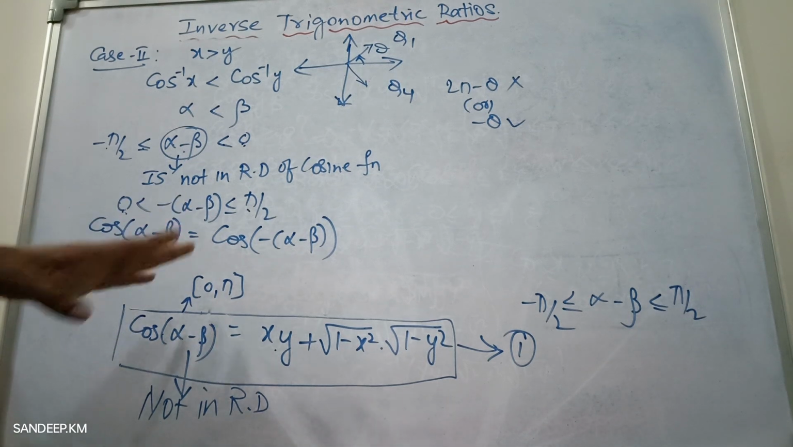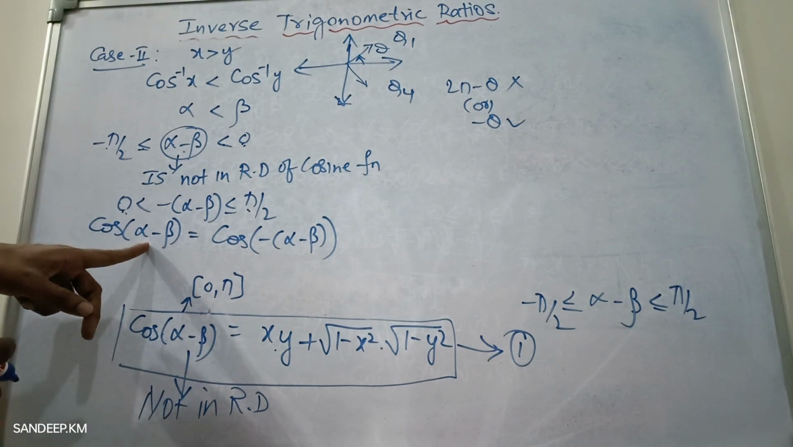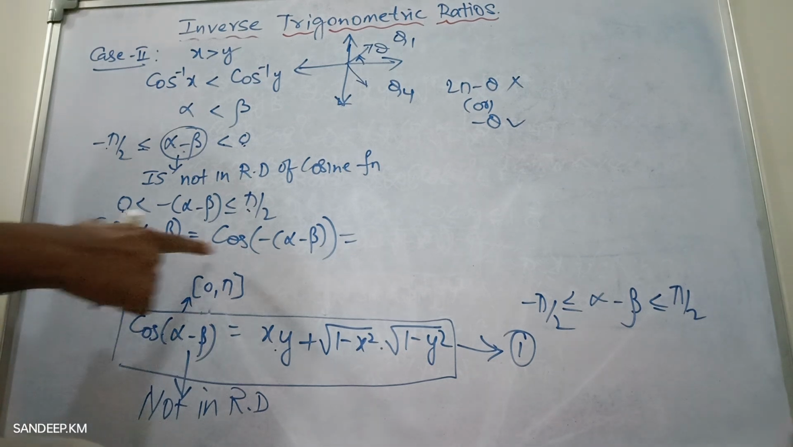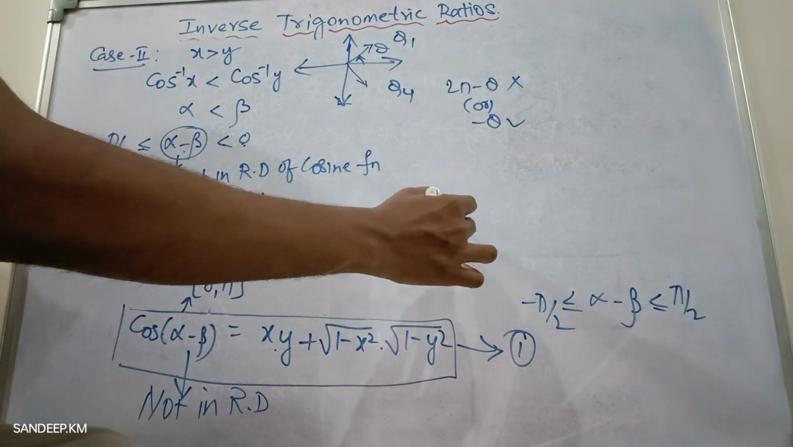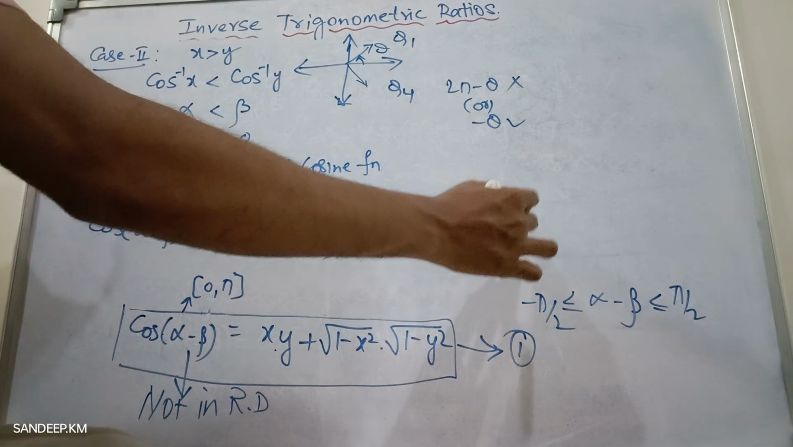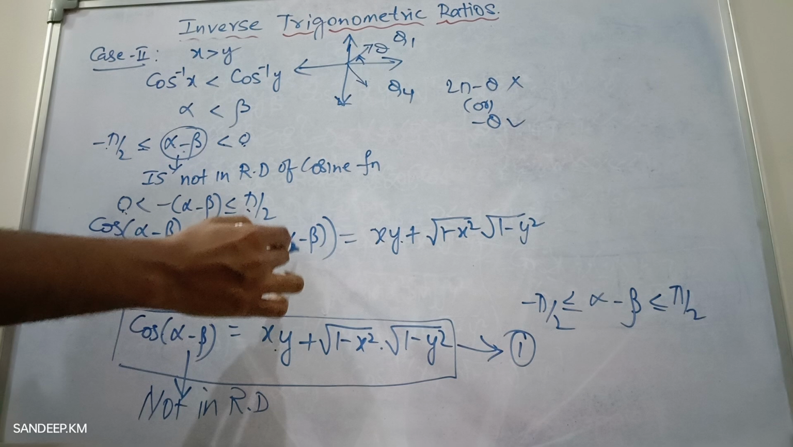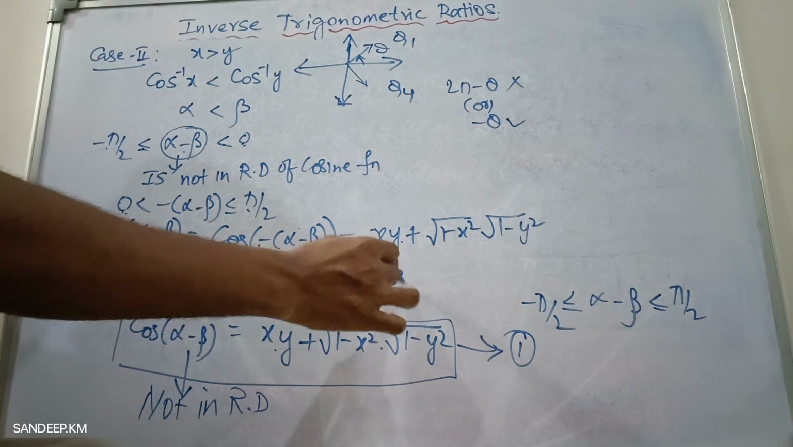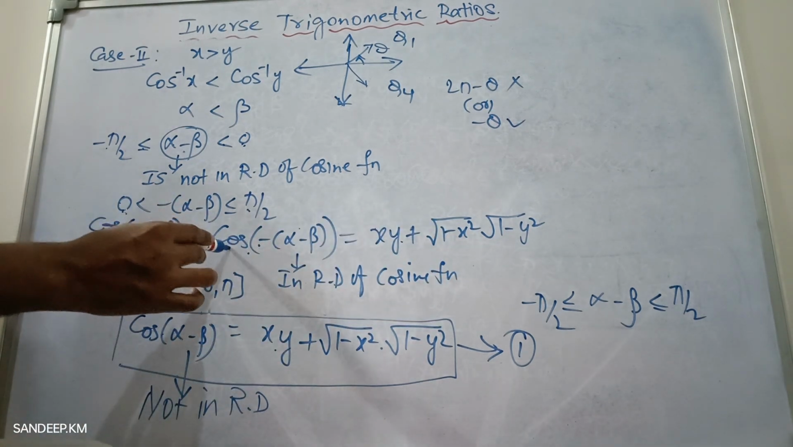Minus of alpha minus beta is in the restricted domain. So we have written cos of alpha minus beta as cos of minus of alpha minus beta. LHS became this, but RHS is the same: xy plus root of 1 minus x square into root of 1 minus y square. Now dear students, this is equal to this. This negative of alpha minus beta is in the restricted domain of the cosine function. It is in the restricted domain, so cos, now it will go to the right side.